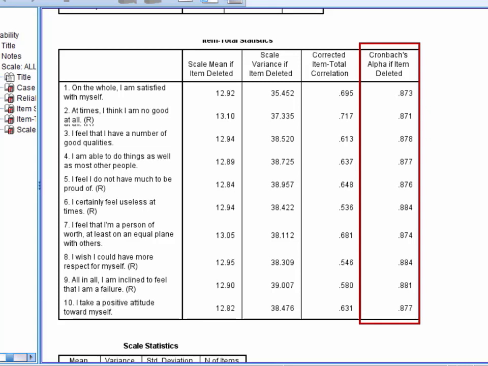So when looking at this column, you're scanning for any values that are substantially higher than Cronbach's alpha for the full measure. In this case, removing an item wouldn't improve alpha, which is already 0.888. It wouldn't improve it substantially.